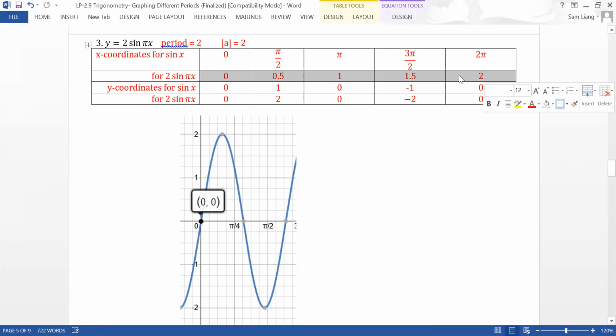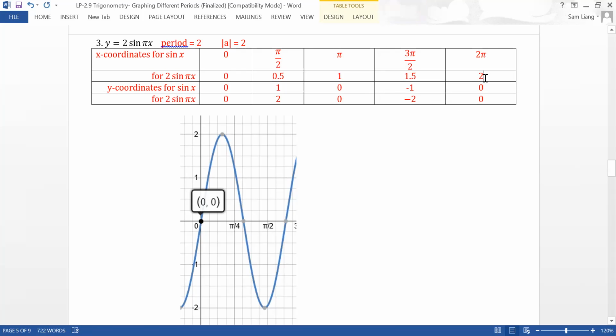So we get 2 here, then 1.5, right? 3 pi over 2 divided by pi, you just get rid of the pi. You get 3 over 2, or just 1.5 in decimal form. Pi divided by pi is 1. Pi over 2 divided by pi is 1/2. 0 divided by pi is 0. All right, y coordinates are the same here in the third row: 0, 1, 0, -1, 0. And then from here, we multiply by 2. So 0, 2, 0, -2, and 0. Okay, so these are the coordinates we plot.